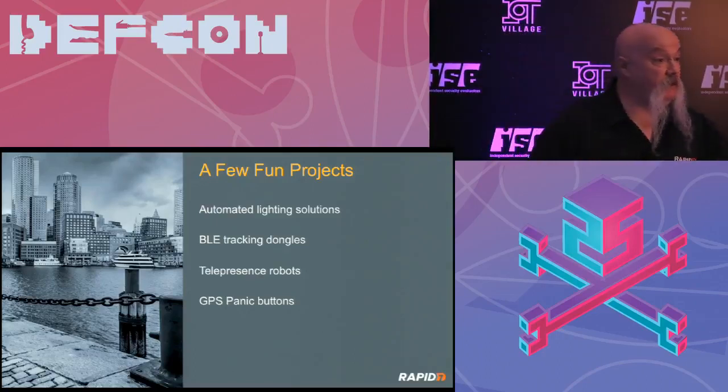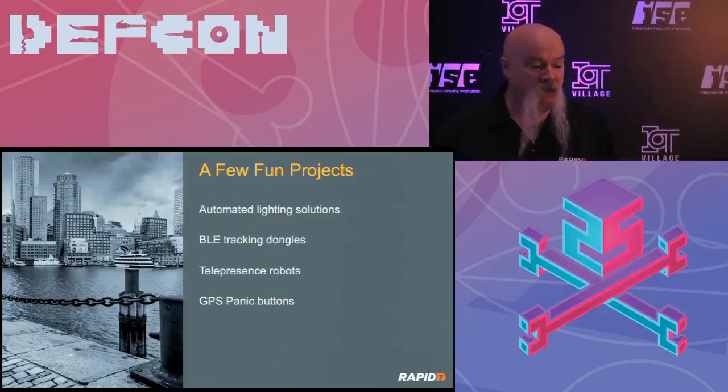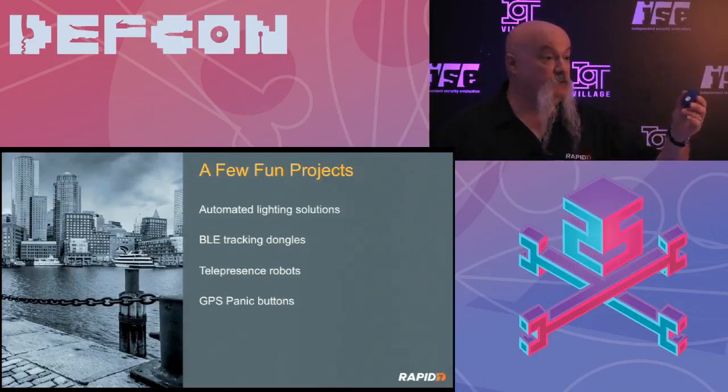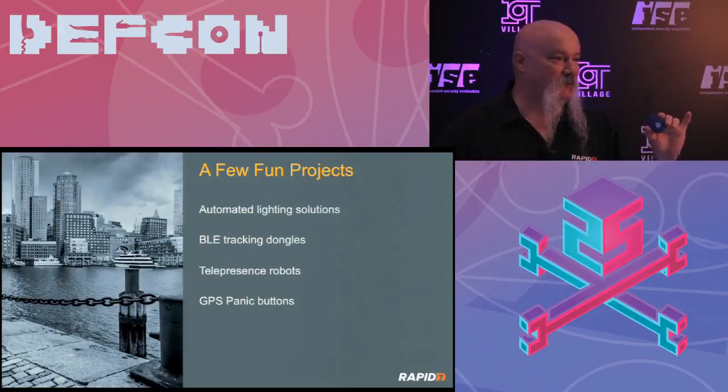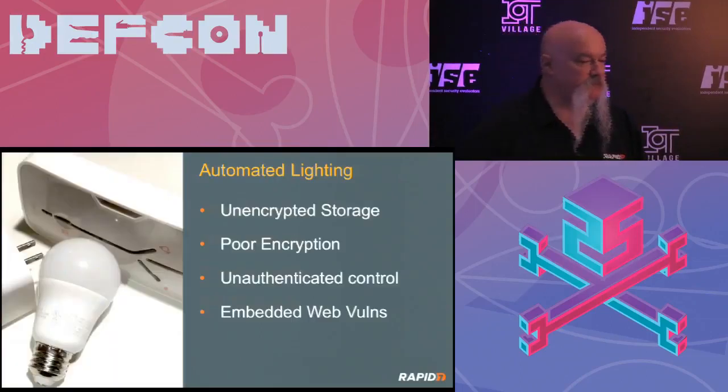We're going to talk about telepresence robots. I don't know if you've ever seen those crazy robots. It's like an iPad on a Segway. We're going to talk about issues discovered there. And then we're also going to talk about a GPS panic button. This one has a really interesting story around it. I think you'll find it maybe not funny, but at least entertaining. So let's move forward.